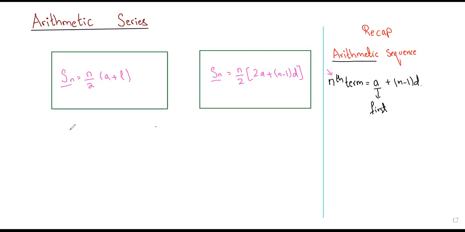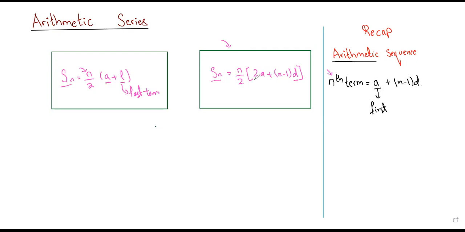How would you play with it? You will plug in the value of n, that would be 20. You'll plug in the value of the first term, and what is L? L is the last term. Or let's say you do not know L, you do not know what exactly is the last term. You know the difference, okay? So you can use this formula.